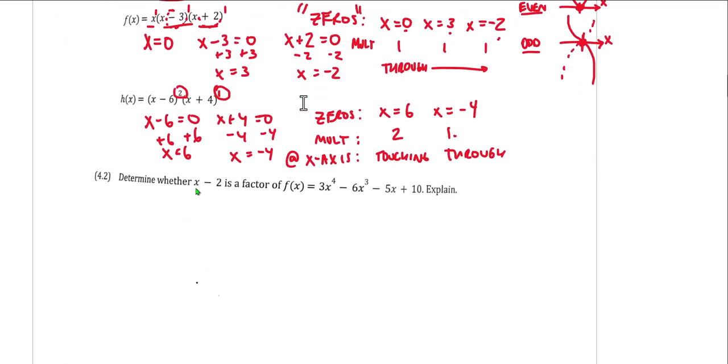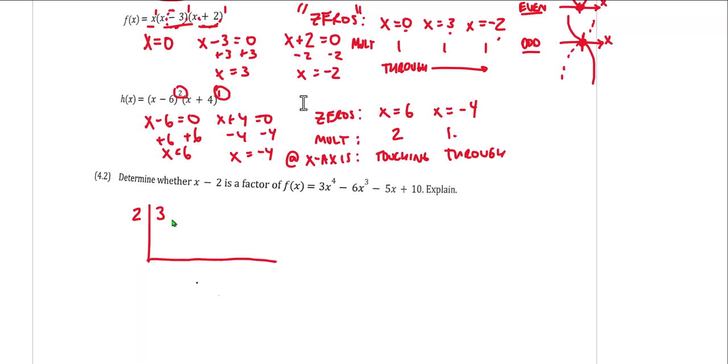We need to determine whether x minus 2 is a factor of this polynomial. There are multiple ways that we can do this. I will be honest, I'm not exactly sure which way your teacher wants you to do this because I don't remember specifically what was going on in 4.2, but my guess is we can be using synthetic division here and figuring out whether our remainder is 0.